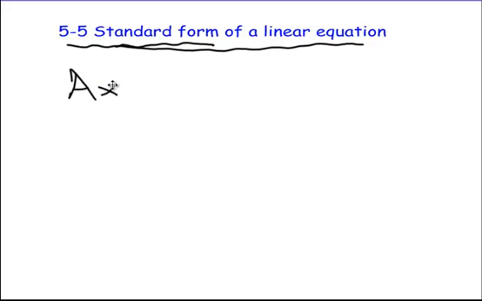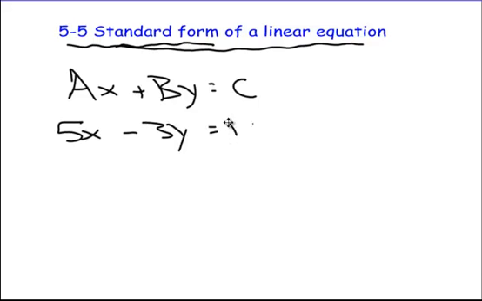So we have ax plus by equals c, where a and b are coefficients and c is a constant. Remember, coefficient is the number in front of. So an example would be something like 5x minus 3y equals 10. So this would be an equation in standard form. Notice I can use plus or minus. We're just saying the coefficient of b here is negative 3.